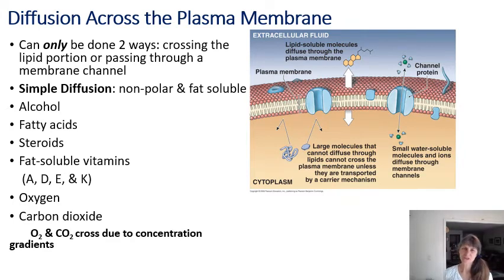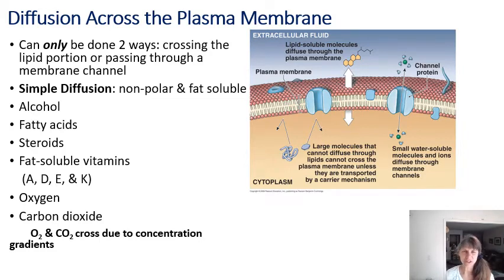When we talk about diffusion across the plasma membrane, it can only be done in two ways, either by crossing the lipid portion, which fat-soluble molecules such as carbon dioxide and oxygen can do, or by utilizing a protein membrane channel. I already discussed aquaporins acting as a membrane channel, and there are other membrane channels that can allow things to pass through.